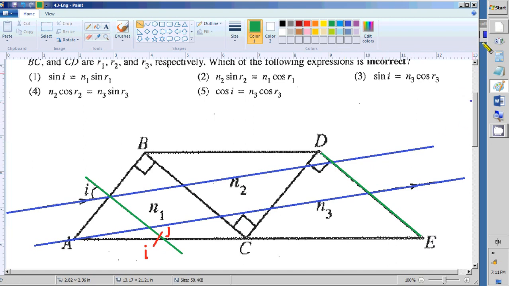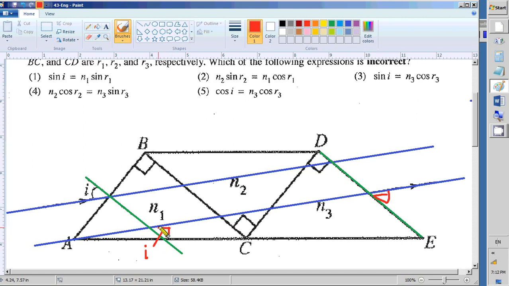exactly one over another. So that means now these two green lines are now parallel to each other. This one and this one are parallel to each other. So those parallel lines are now crossed by this one. So now focus your mind to this angle.